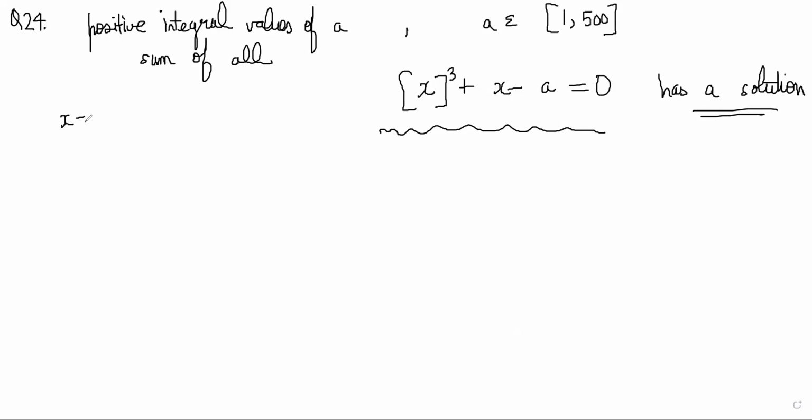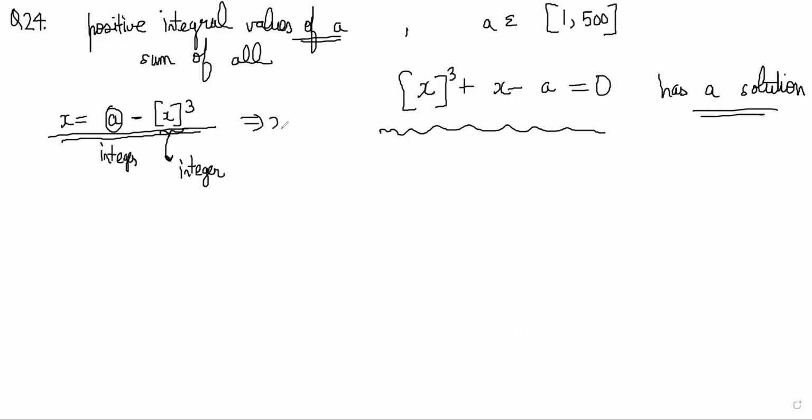You have X is equal to what? X is equal to A minus GIF of X whole cube. If you are searching for integral values of A, A is an integer, and this is also an integer. So therefore it implies X is an integer. If you are looking for integral values of A, then this is an integer, this is an integer. So X must be an integer. If X is an integer, then the question is very simple because GIF of X is X only.